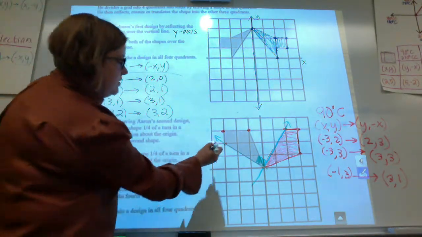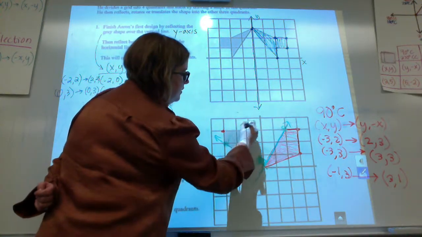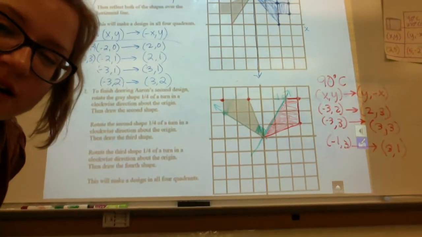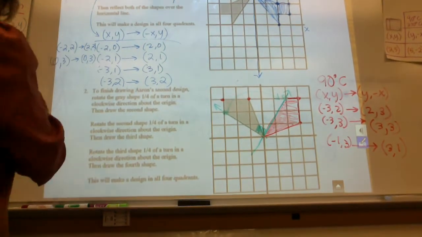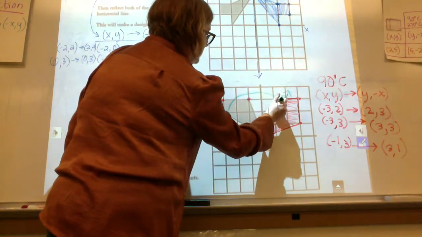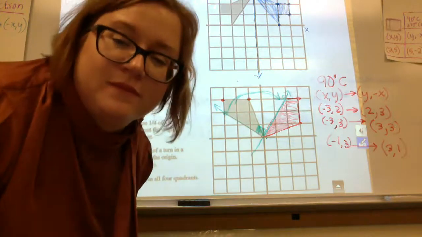In other words, when this point was transformed to that point, it moved exactly by 90 degrees. I don't know if you can see that color. It was moved exactly by 90 degrees. Yeah, you can see that.